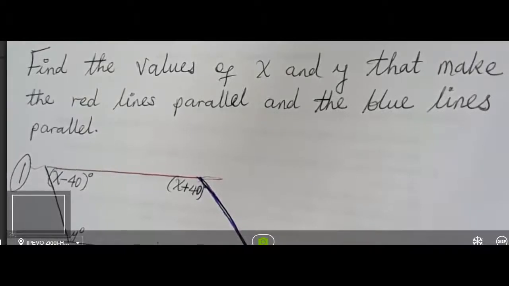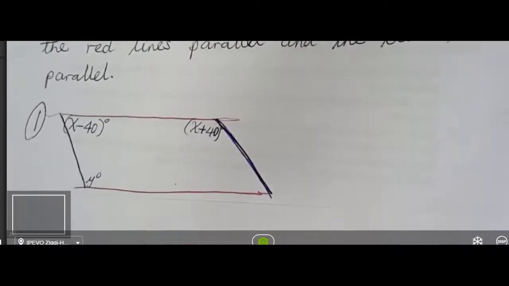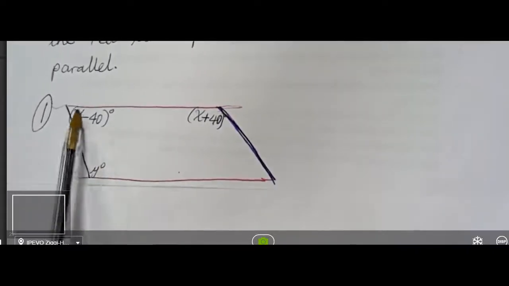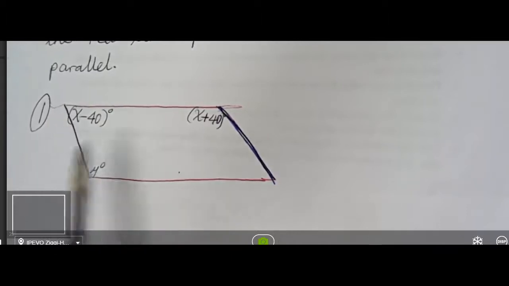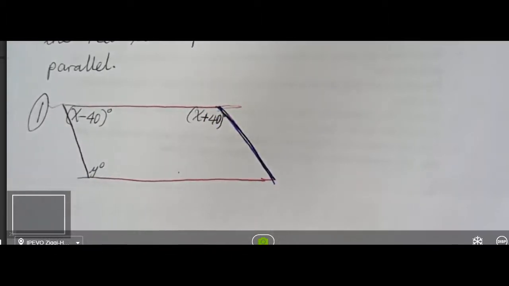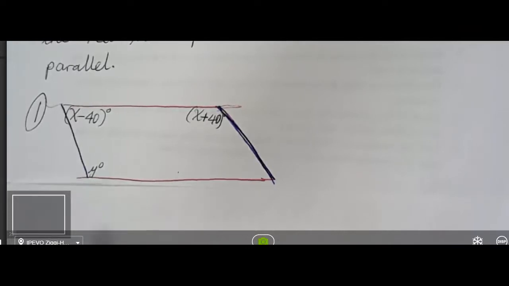Alright, let's look at this problem. Find the values of x and y that make the red lines parallel and the blue lines parallel. Here are the red lines, they are horizontal, and the blue lines are slanting. So again, we look at all the properties that form when lines are parallel.